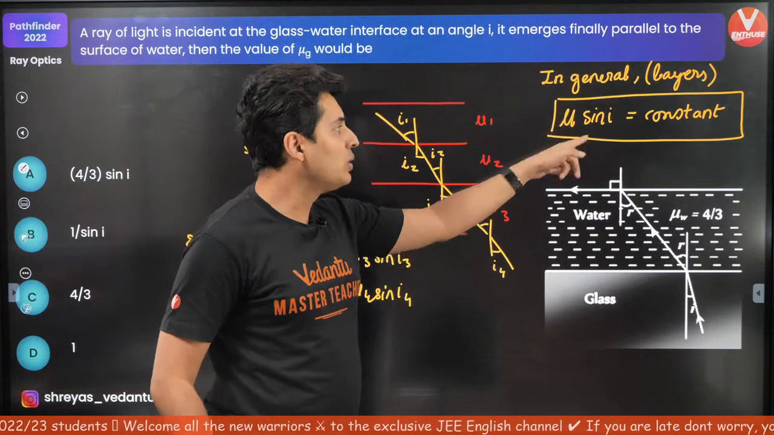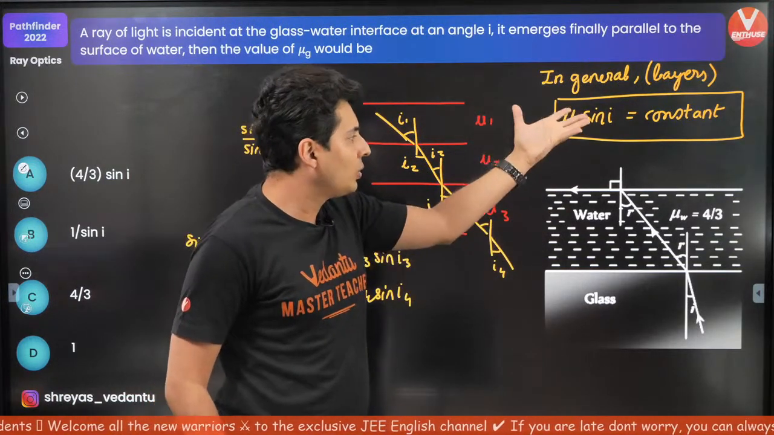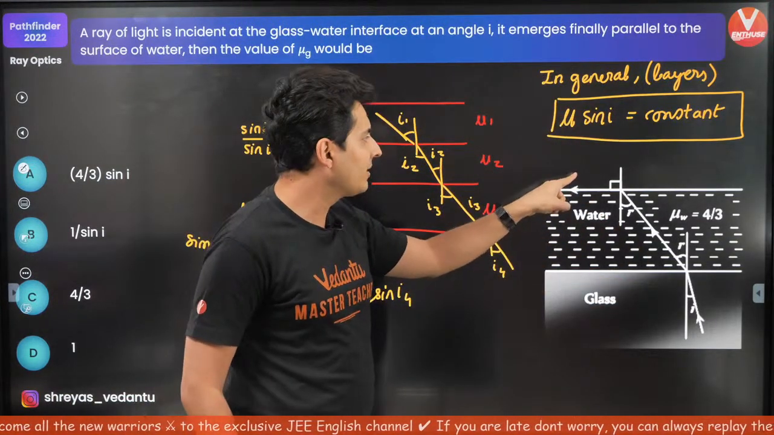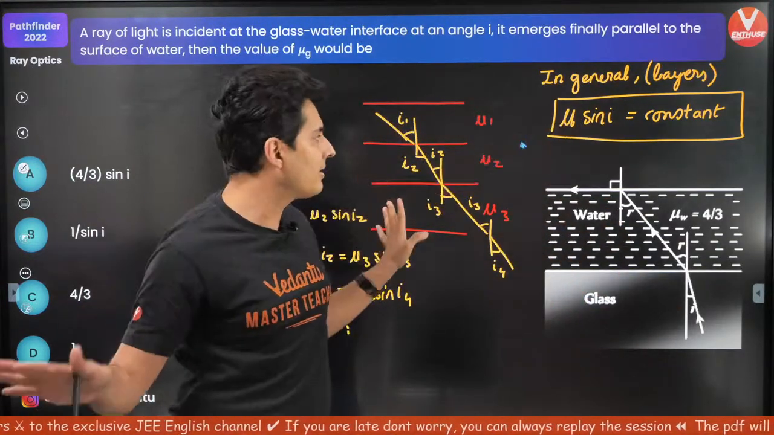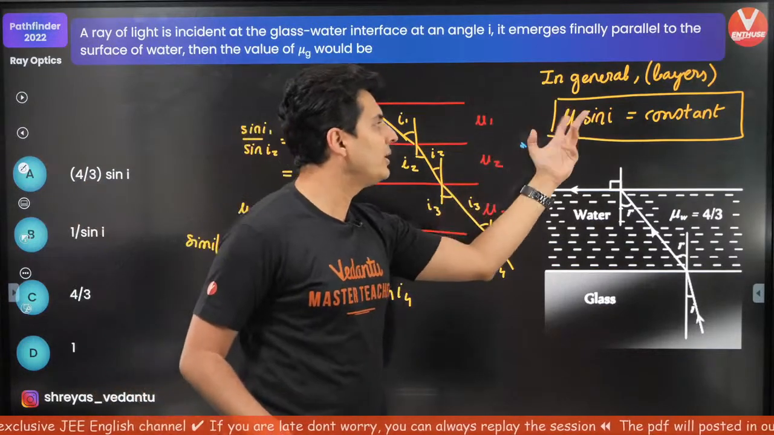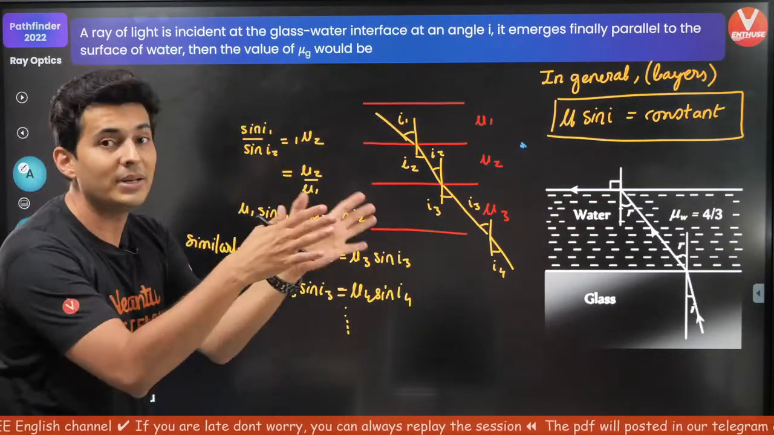I just have to use the fact that mu into sine I is constant. You can do it for any medium. So how about taking this air medium and just directly the glass, forget the water. It really doesn't matter. Just mu into sine I is constant, no matter which medium you take.